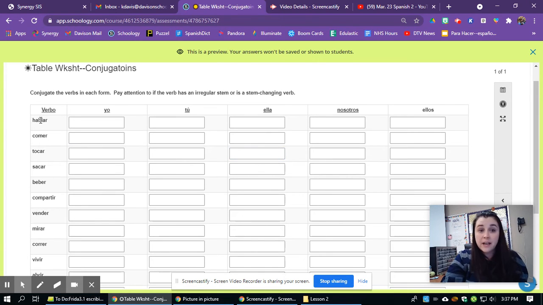So to the left, I have a verb. It might be an AR verb, it could be an ER verb, it could be an IR verb. Make sure you pay attention to what type of verb it is. And then you're just going to conjugate it in all 5 forms, no vosotros.